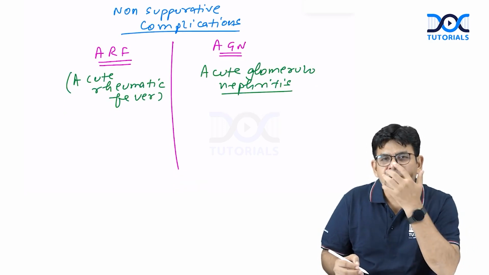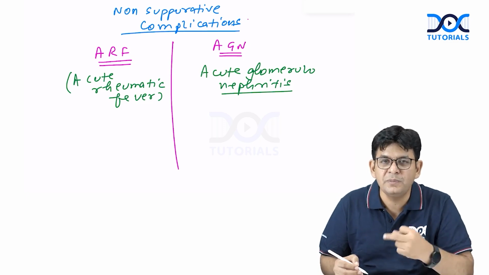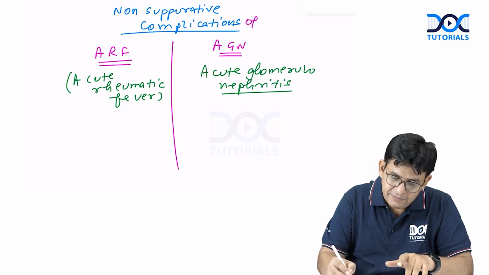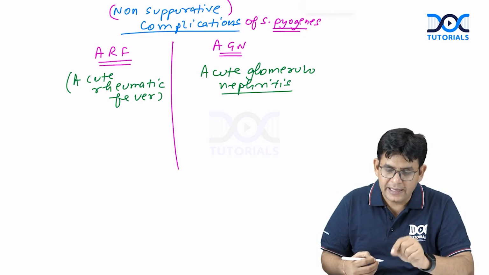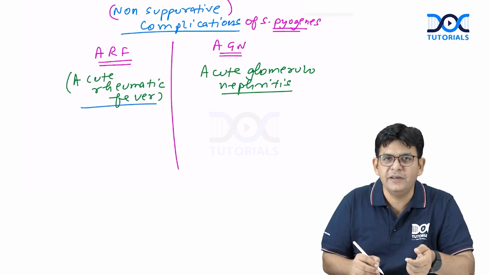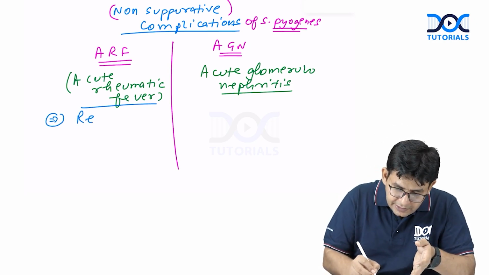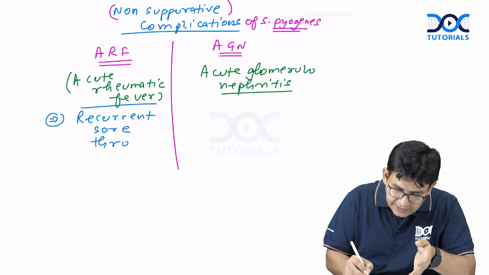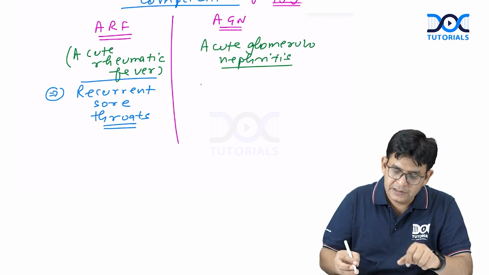You must be remembering in the second year, these are the two questions which come in a short note or in a long question: what are the non-suppurative complications of Streptococcus pyogenes? Because everybody knows by the name itself that it does what? Pyogenic infections. But important are the non-suppurative complications, and what are those? Acute rheumatic fever and acute glomerulonephritis. In the case of acute rheumatic fever, the patient comes with what? Sore throat. The patient comes with recurrent sore throats, unexplained. Why is sore throat happening again and again?